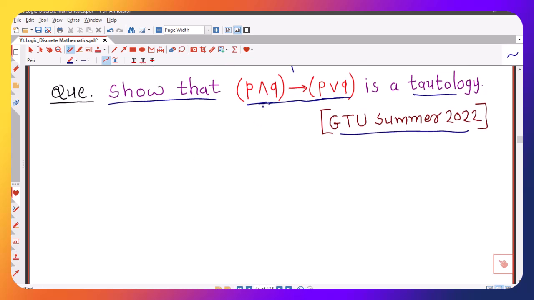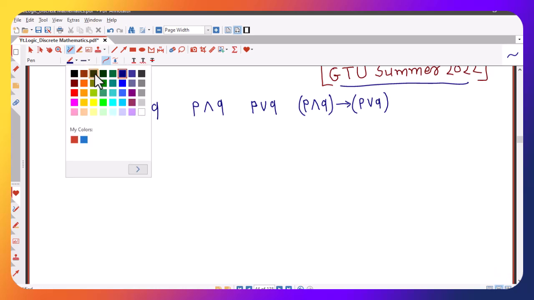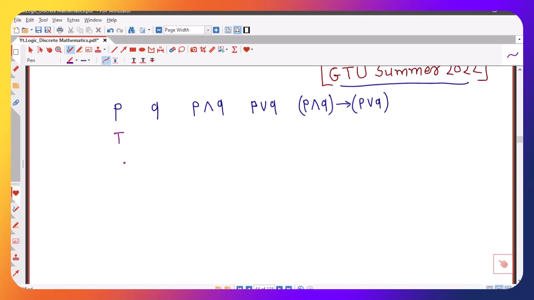Here I am having only two propositions P and Q, so I will have four possible combinations as we have discussed in earlier lectures, and we first require the conjunction of P and Q and the disjunction of P and Q, and after that we will require this conditional statement or implication, P and Q implies P or Q. So now I am writing all the possible combinations for P and Q. T, T, F, F, then T, F, T, F.